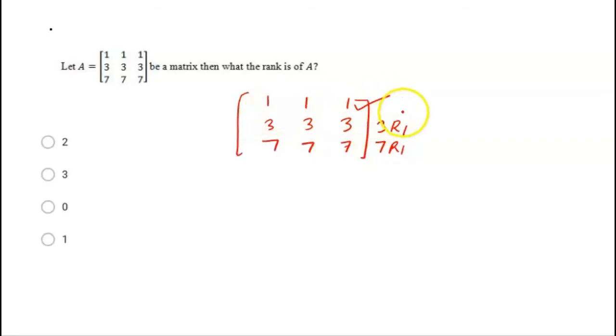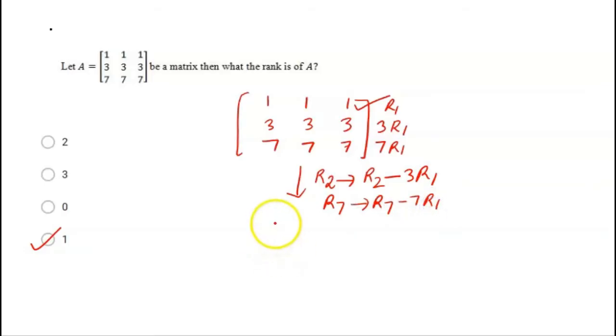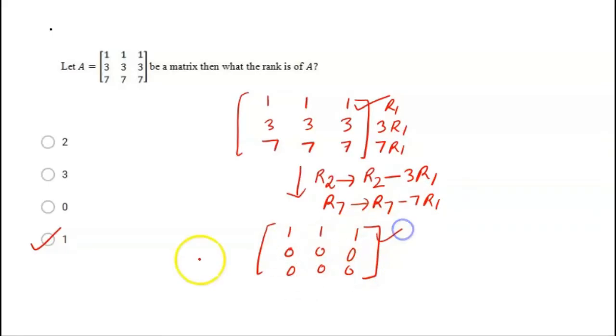I repeat my point. First row, I call it R1, second row is 3 times R1, and third row is 7 times R1. So there is just one row which is independent, so the rank of the matrix will be 1. Now if you have not understood through this approach, you can also reduce this matrix into row reduced echelon form. For that you write R2 goes to R2 minus 3 times R1, and R3 goes to R3 minus 7 times R1. I hope you will get zeros in the second row and zeros in the third row. So there is just one non-zero row, so its rank is equal to 1.